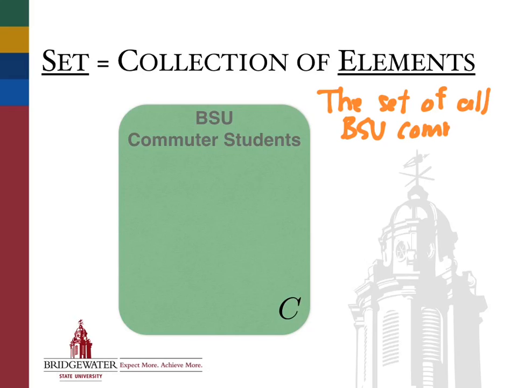All right, so with your Post-its, take a moment and come up to the screen and place your Post-it where it belongs on this diagram. If you're a commuter student, you know where to put it. If you're not, put it somewhere else. Cool. So here we have the set which consists of all BSU commuters. I've written it in words up here, and I've given it a name. The C down here is the name that we might give it in notation.